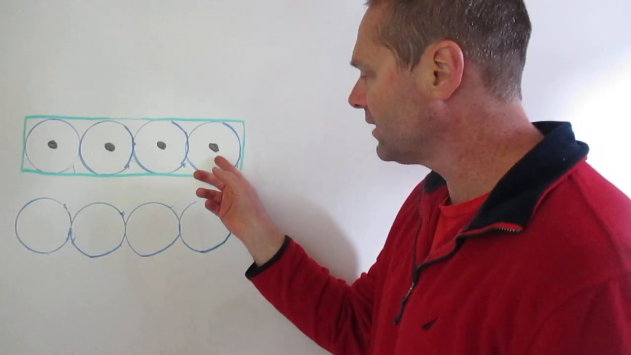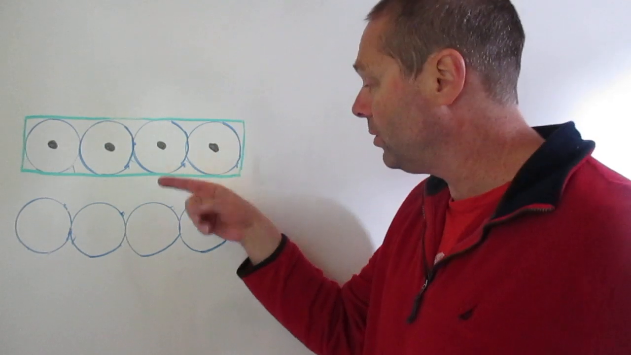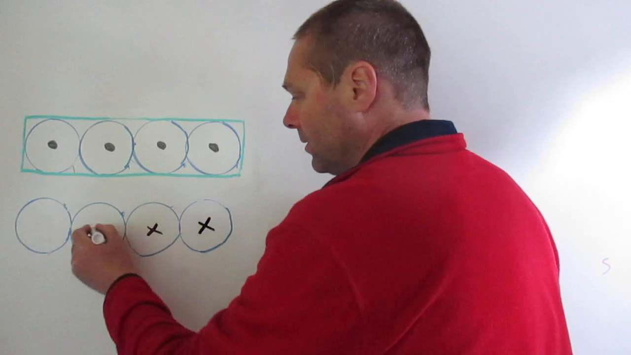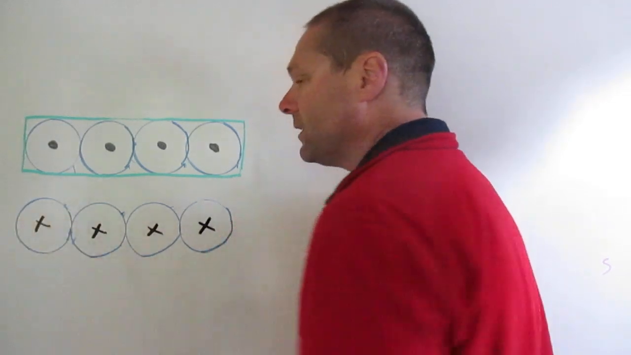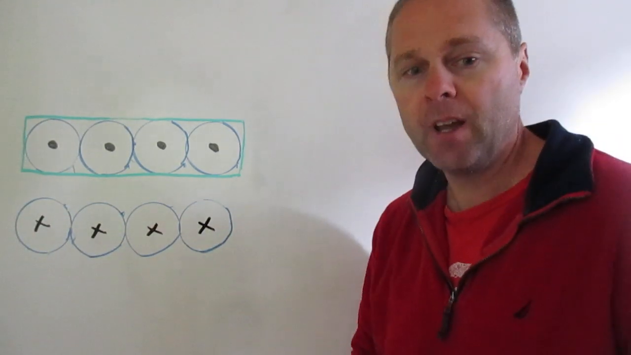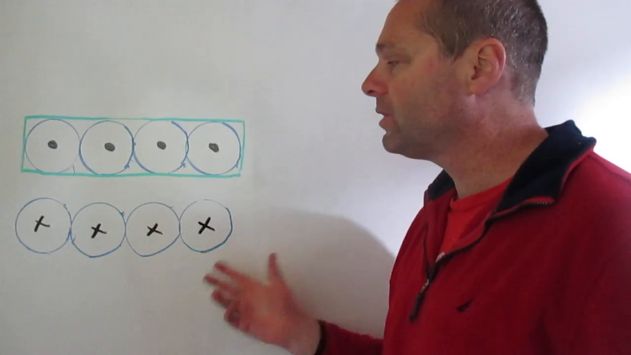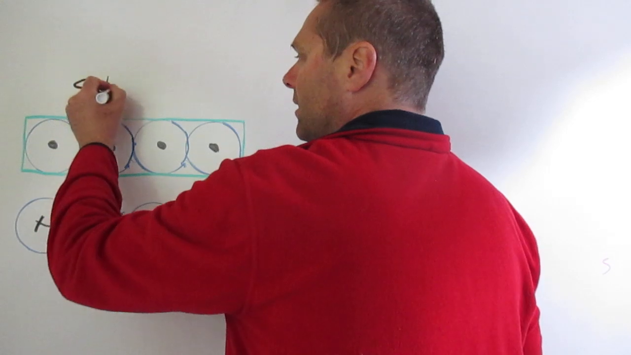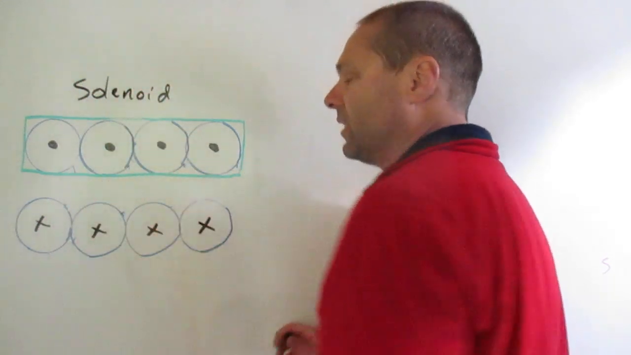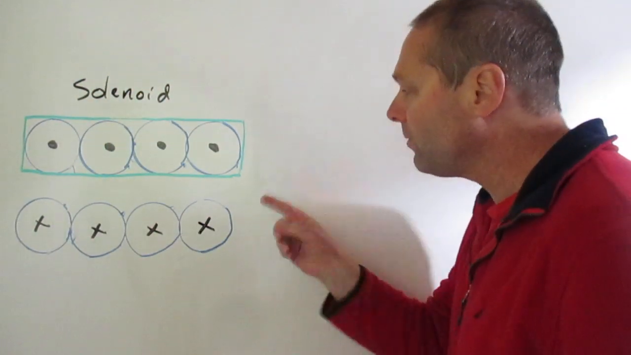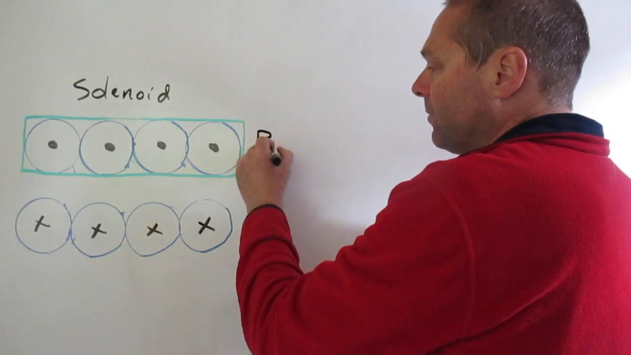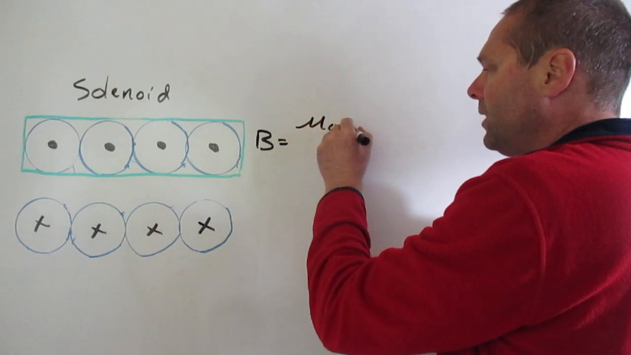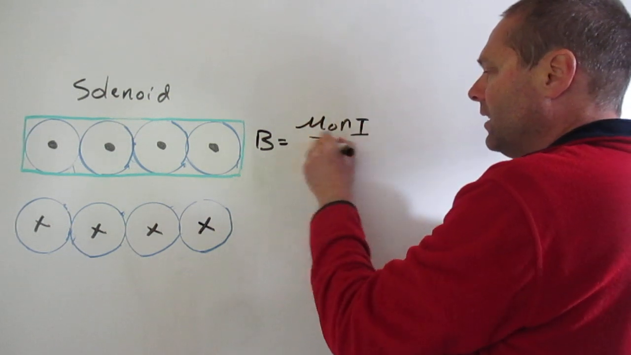And so if this is going to be going out at you, then down here, it's going to be going away from you. Right? It's going to be going away from you. And what we're really describing here is a solenoid. And we've already found that the magnetic field due to this top one is mu naught Ni upon 2.